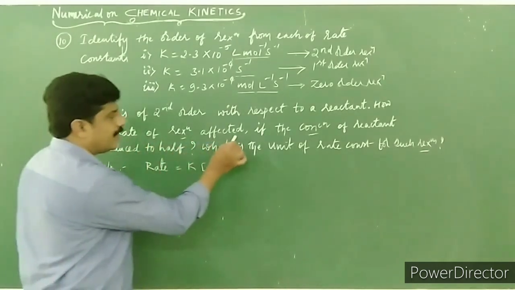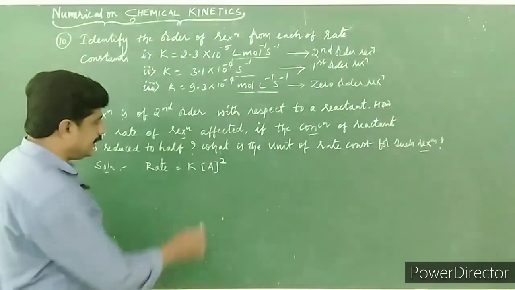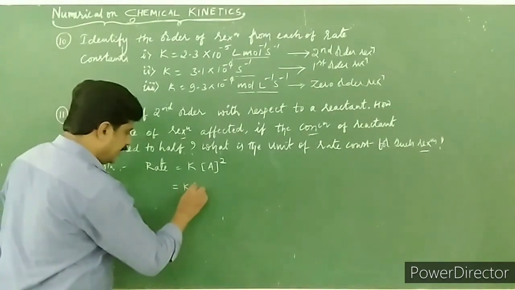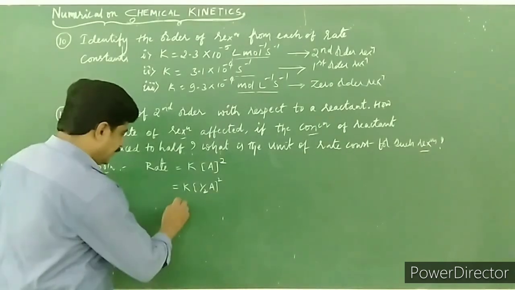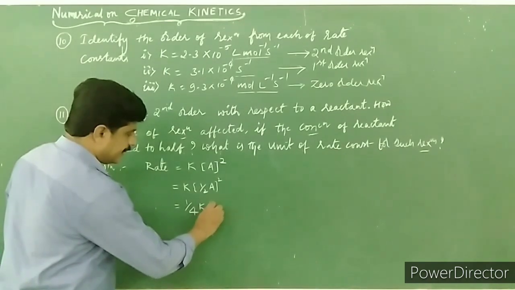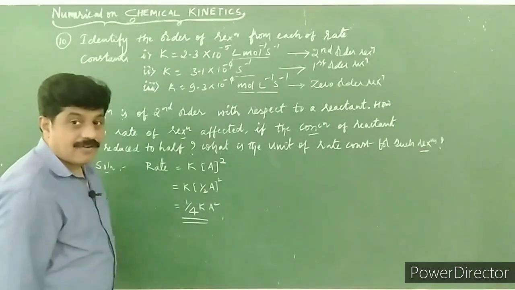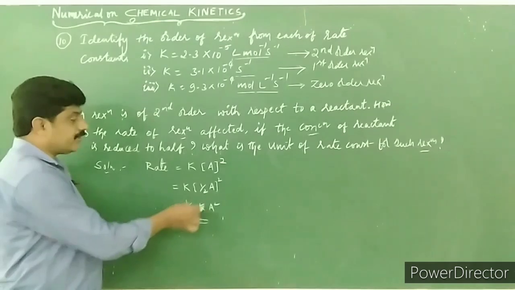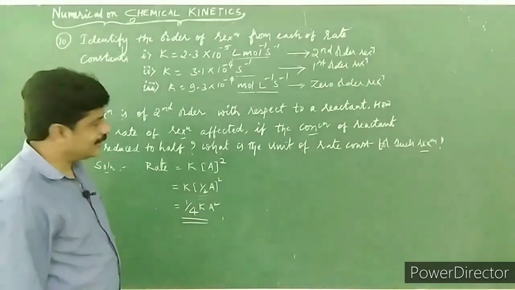Now what do they say here? How is the rate of reaction affected if the concentration of reactant is reduced to half? That means the concentration of A is reduced to half. Now in that case, look at here, K into A by 2 whole square. Right? Now I simplify. This will be 1 by 4 K A square. Children, that means the rate of a reaction is reduced to 1/4 when the concentration of A is reduced to half. Hope you got it.